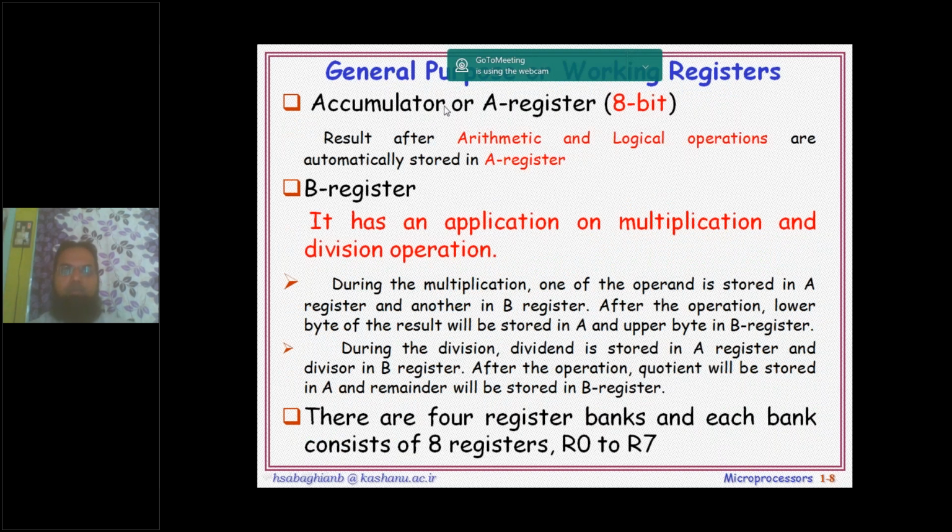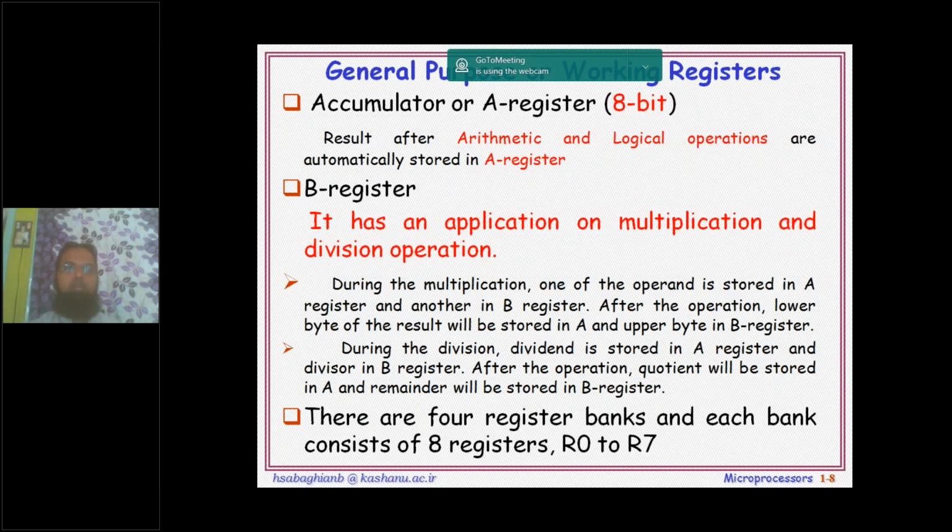Now let us come to the general purpose registers. Accumulator. As you all know, the accumulator is a general purpose register which can store the data values, and this is the register which also accumulates the result. That's why this is called accumulator. And there is one more register which is called B register, and its operation is basically observed in multiplication and division operations.